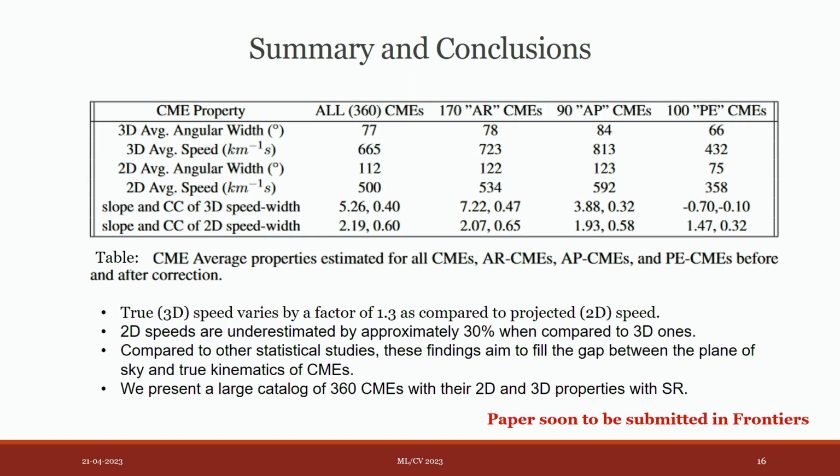Right. So this is the summary and conclusions. This is the final table, comparing different CME properties for all 360 CMEs, for AR CMEs, AP, and PE CMEs, with the correlation coefficients. So a couple of things to note here is that we found the true speed varies by a factor of 1.3. Of course, there is uncertainty in it. 2D speeds are underestimated by approximately 30%. Few papers have shown the exact numbers, but few papers show that it's underestimated by 20%.